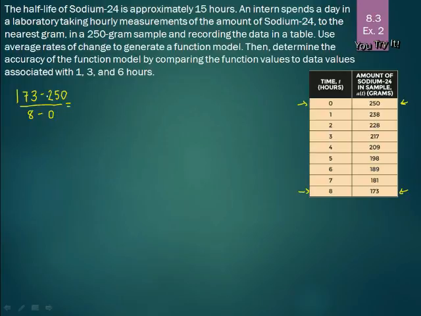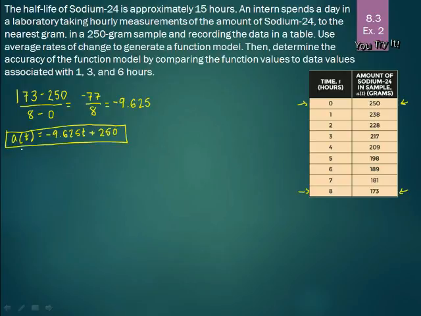That gives us, in the numerator, negative 77, divided by 8, and then we get negative 9.625 using a calculator. That will be our rate in our function, so we'll have a of t equals negative 9.625 t, plus the y-intercept, which in this case, when t is 0, a of t is 250. So that would just be 250.